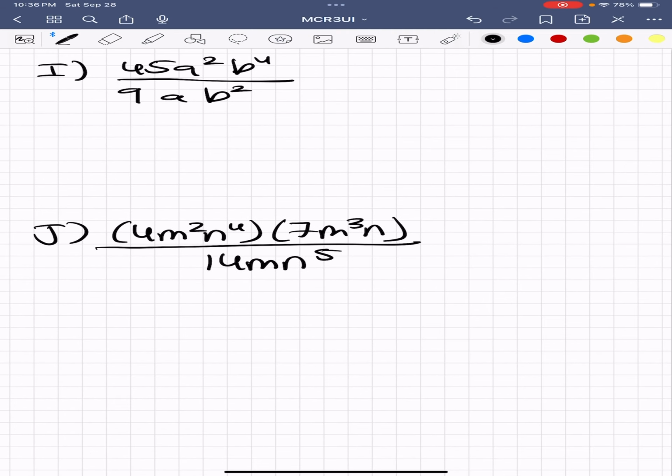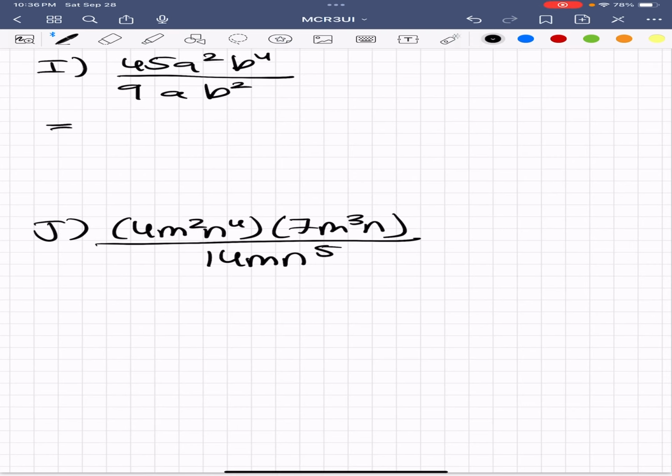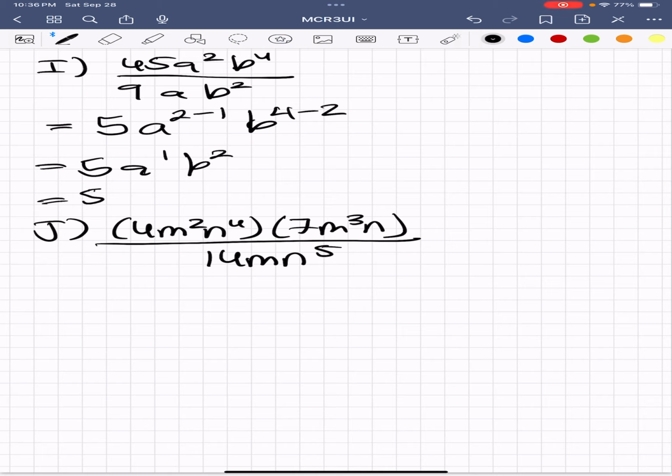So we have 45 over 9, meaning 45 divided by 9 would be 5. We have a to the power of 2, subtract a to the power of 1. So we're going to subtract those exponents. And then we have b to the power of 4, and we're going to subtract 2. Because whenever there's division, we subtract the exponents. So that's what we're going to do. So it's 5, a to the power of 1, b to the power of 2, meaning 5ab to the power of 2. And that's our final answer. Moving on.